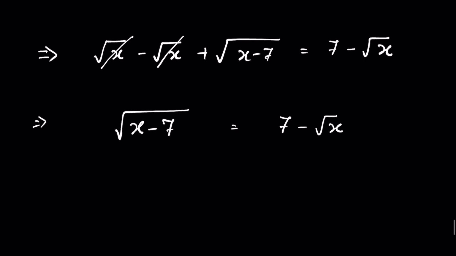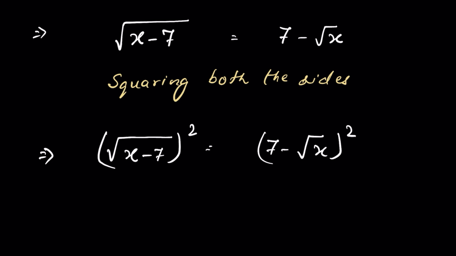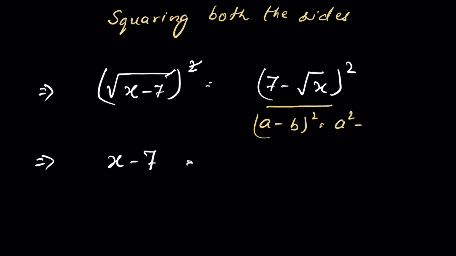To remove the square root, let's square both sides. Square root of x minus 7, whole square, equals 7 minus square root of x, whole square. Now this square root gets removed with this square. So this is now x minus 7 equals, now this is in the form of (a minus b) whole square, and this is equal to a square minus 2ab plus b square.